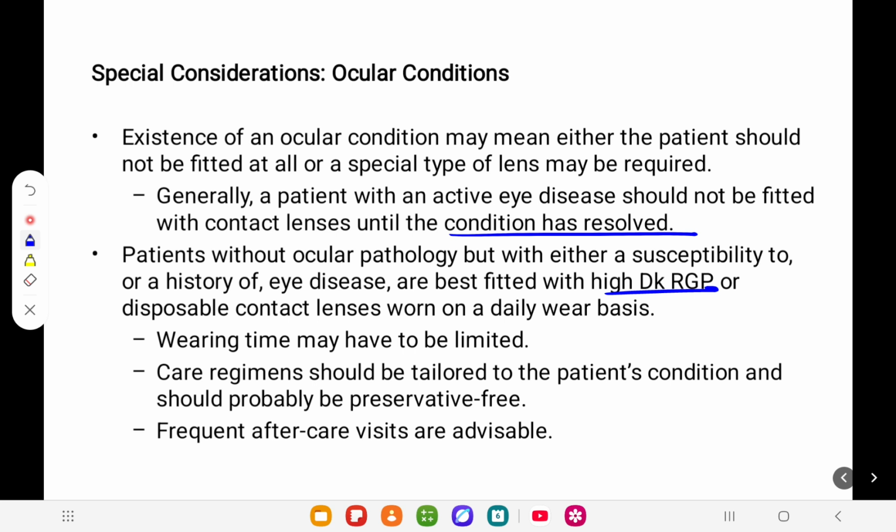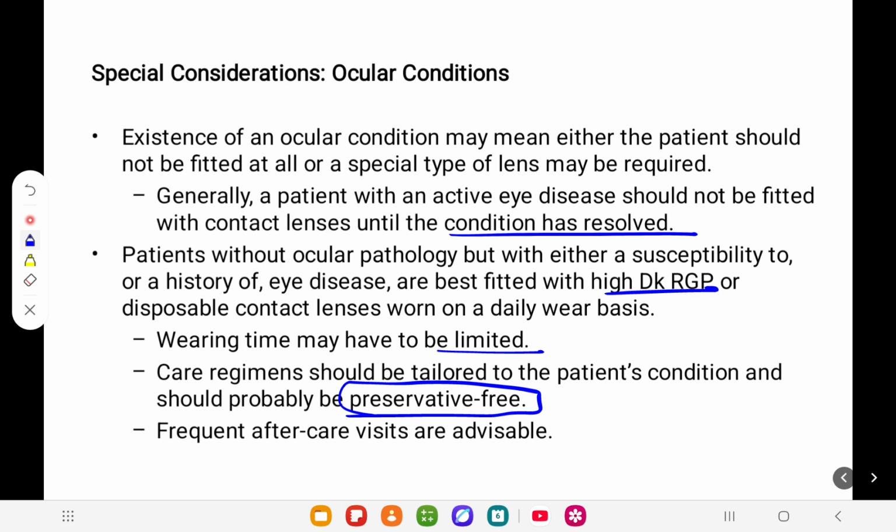Then we must be cautious whether or not to fit, or fit with a high decay disposable contact lens. Wearing time may have to be limited. It's another important point. So the care regime should be tailored to the patient's condition and probably be preservative free. This is a very important point. If the patient's ocular surface condition is weak, then we must think about preservative free, because sometimes preservatives cause more allergy and more complications.